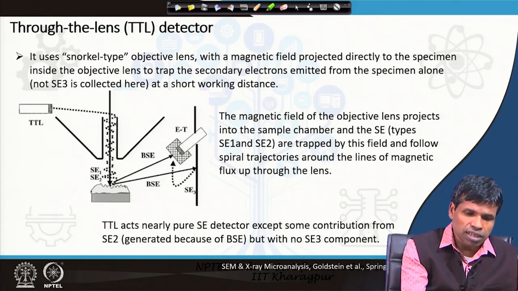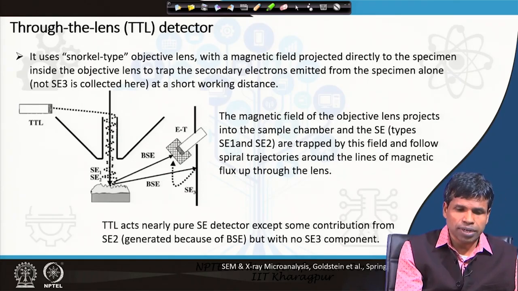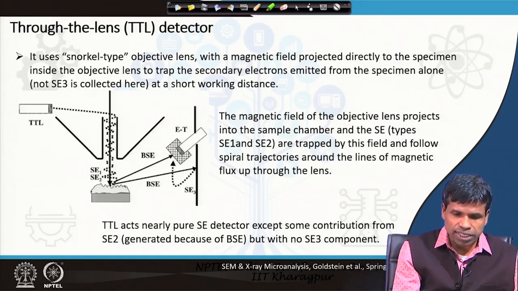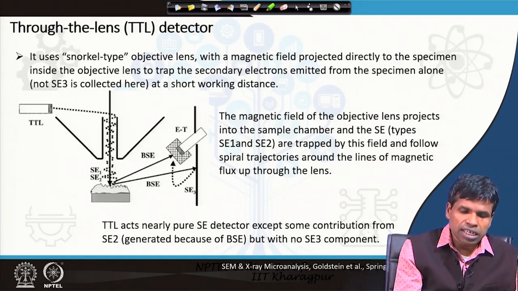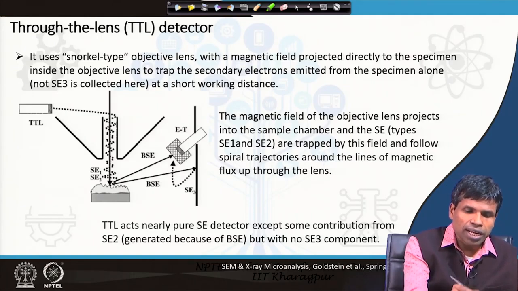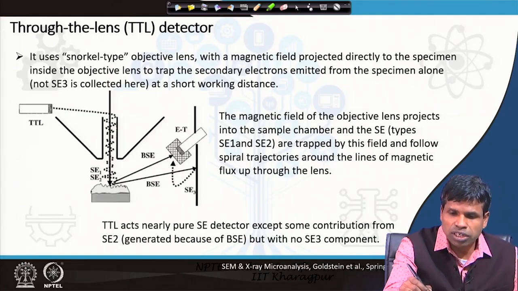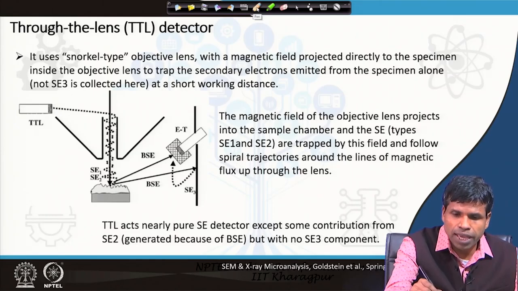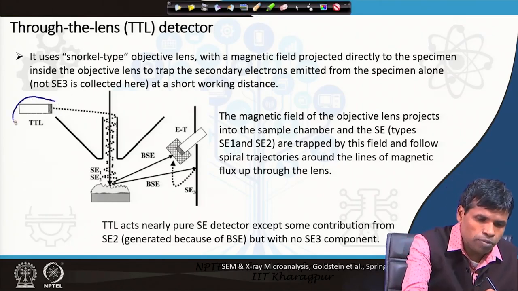As you see here, the sample is placed much closer to the objective lens, and by applying a suitable magnetic field, the objective lens projects onto the sample, from where secondary electrons SE1 and SE2 are generated. They are trapped by the applied magnetic field and follow trajectories upward along the lines of the magnetic field, and our detector is positioned above the objective lens.